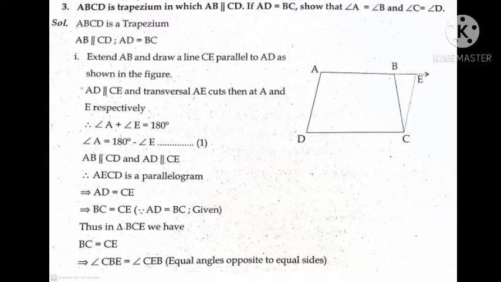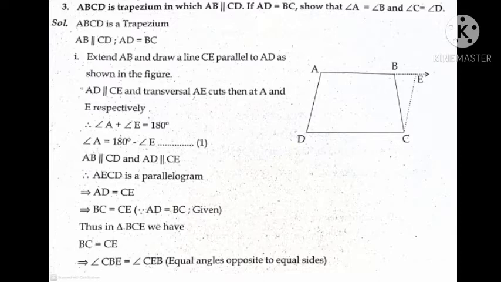ABCD is a trapezium in which AB is parallel to CD. If AD is equal to BC, show that angle A equals angle B and angle C equals angle D. Solution. ABCD is a trapezium, so AB is parallel to CD and AD equals BC, that is given in the problem. Extend AB and draw a line CE parallel to AD as shown in the figure.